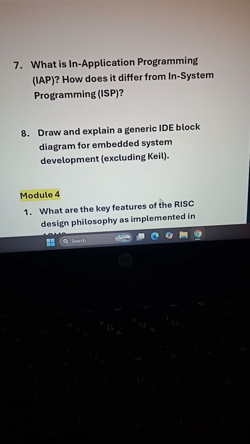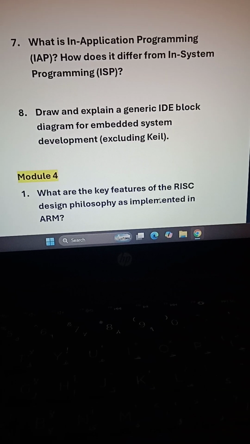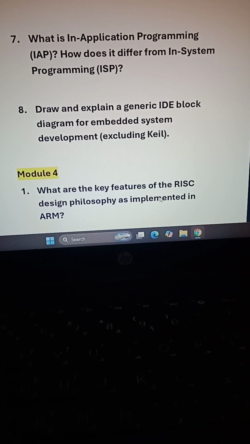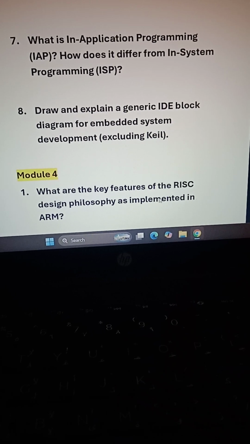Similarly, this is question number 7 and question number 8. Easy ones. Question number 8 is very important. 7 not that much, but 8 is very important.